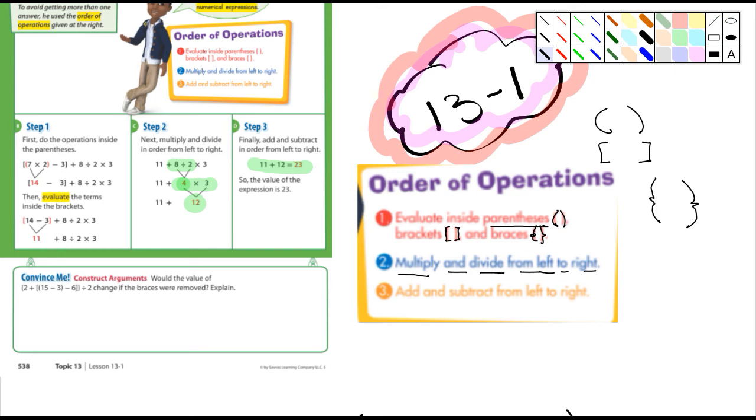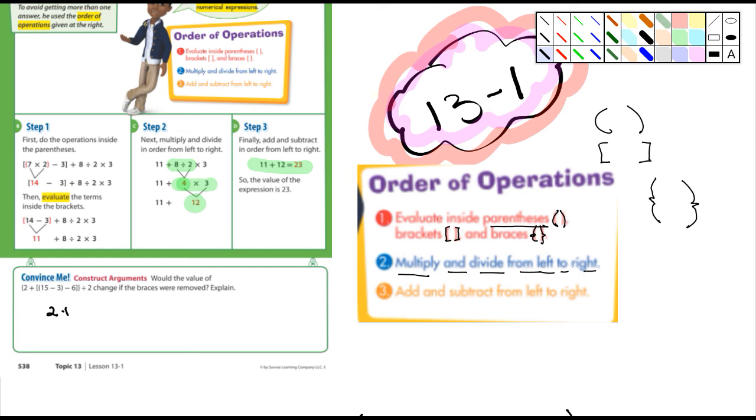So the question that convinced me, it says, would the value of, and they have a 2 plus 15 minus 3 minus 6 divided by 2, and of course all those are in a variety of parentheses, brackets, and braces. And it says, would the value change if the braces were removed? And remember braces, it's really kind of hard to see, but I think the braces are the furthest one out. So I'm going to rewrite this problem without the braces.